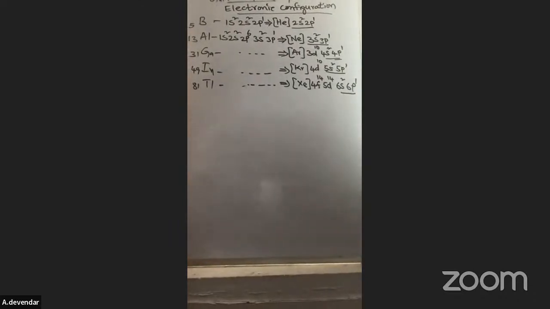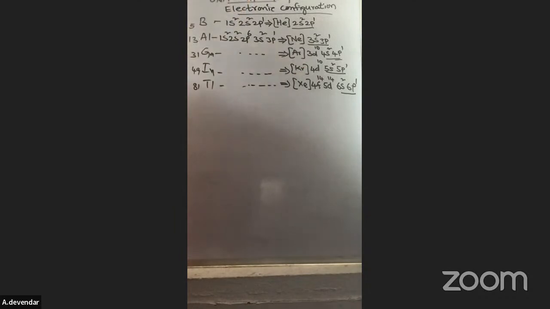Okay, do you have clarity about this? On this basis, you can frame a number of questions. First, remember the elements' names: boron, aluminum, gallium, indium, thallium. Next, identify the atomic numbers. Next, write the electronic configuration: for the first 2 elements write it elaborately, for the next 3 elements no need, just write the short form.